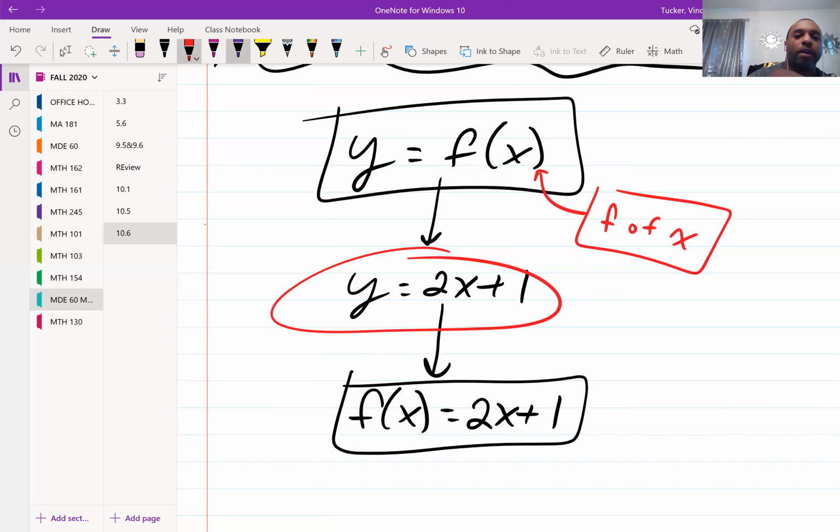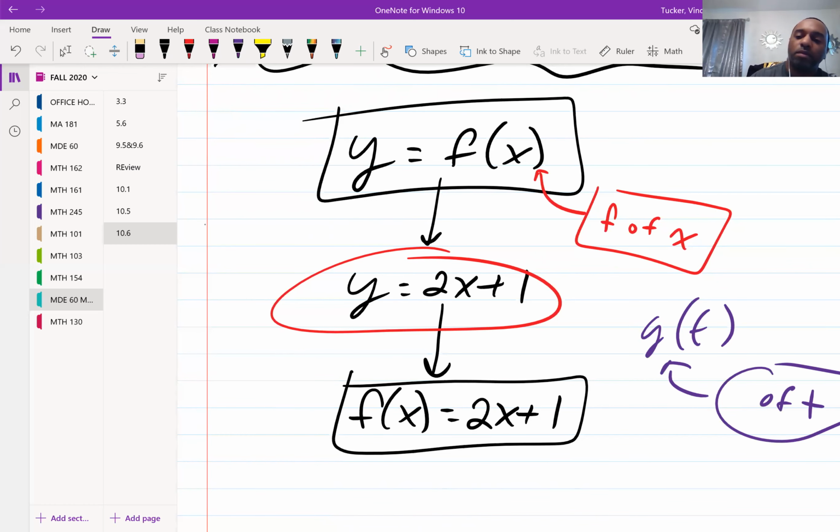Just like if I had, this will represent g of t. So we're using different letters other than f and x. That would still be function notation. That would just be g of t.